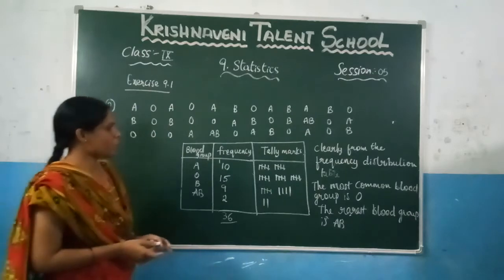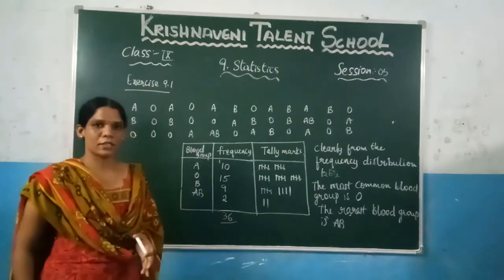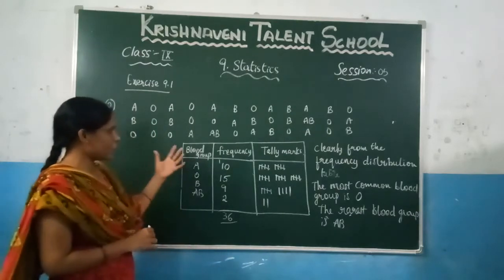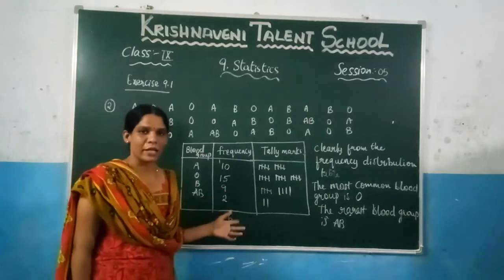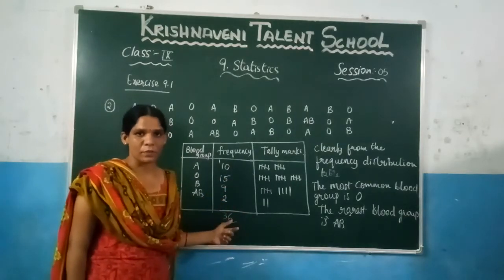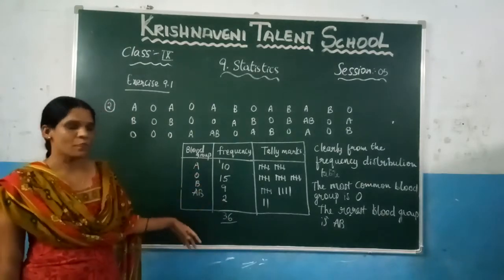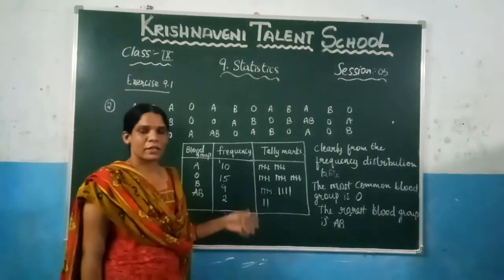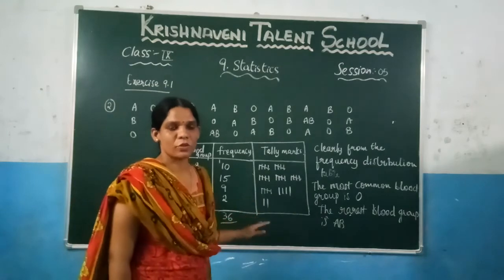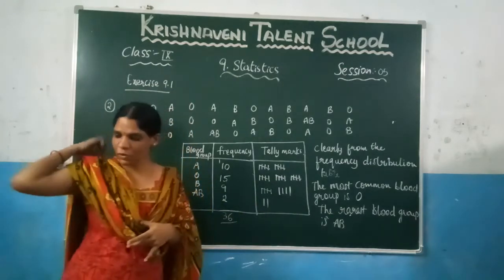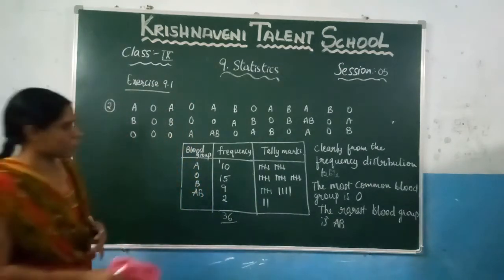Like that you need to represent the frequency distribution table. If you are given any data, based on the data you need to write it in tabular form. After writing the data in tabular form, you can analyze what the question has given so that you can find the answer. Now let us go for the next question.